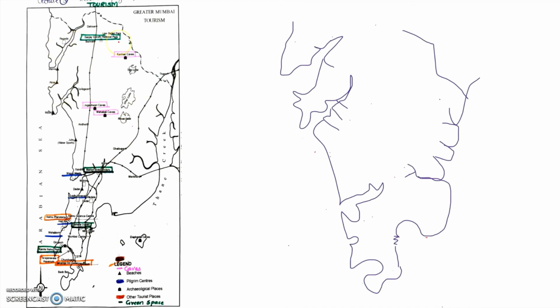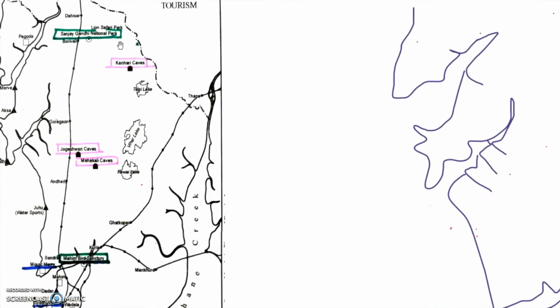Now, if you are not able to see the font size, then I will tell you. This is Sanjay Gandhi National Park, where it is situated near Borivali. You know where are Kanheri Caves, you know where are Jogeshwari Caves, you know where are Mahakali Caves. Now, all these things you already know.